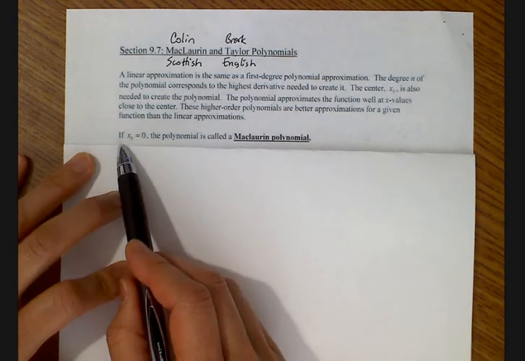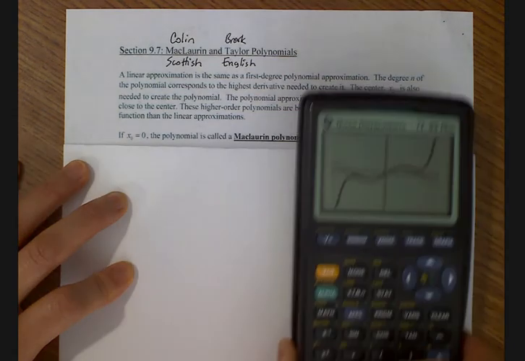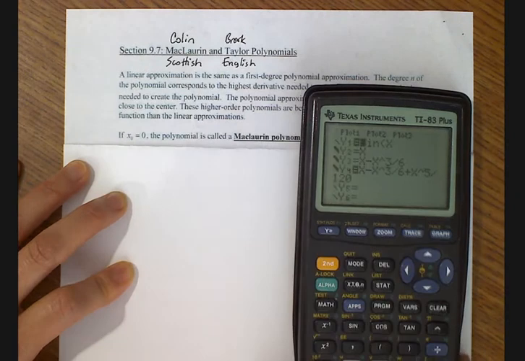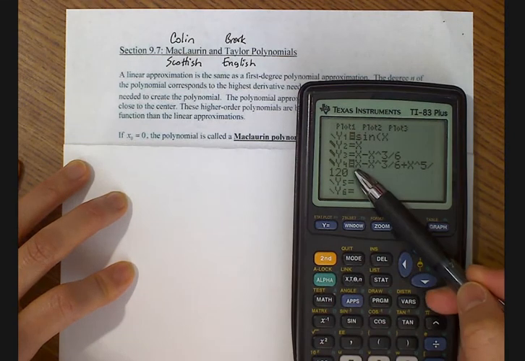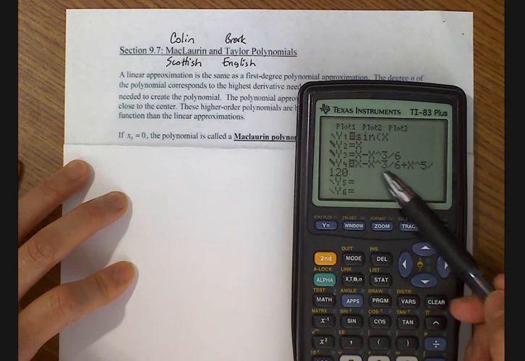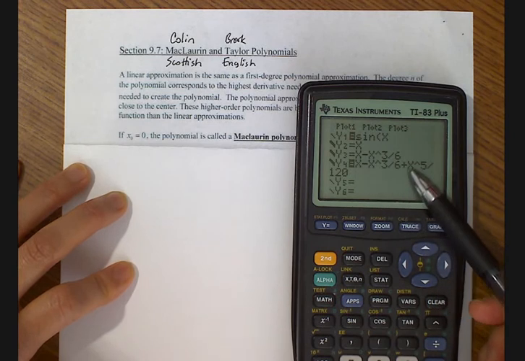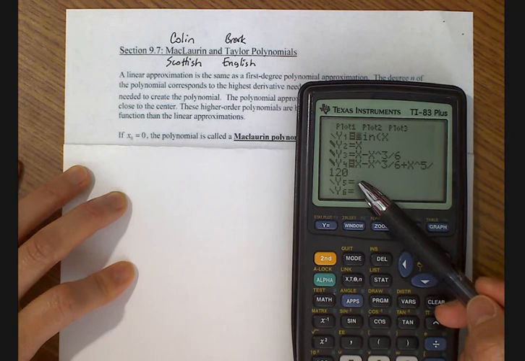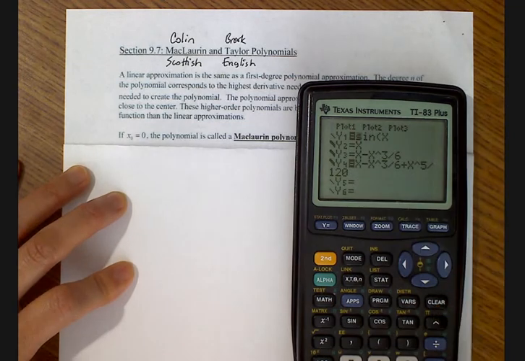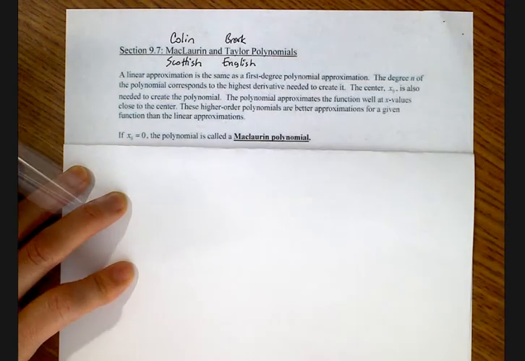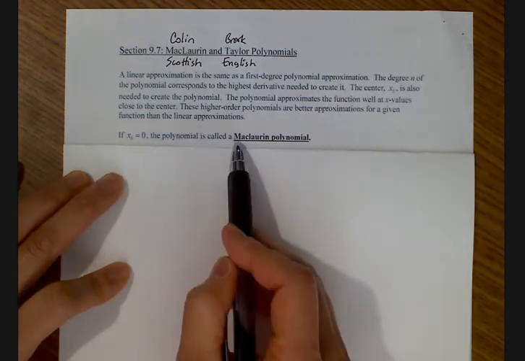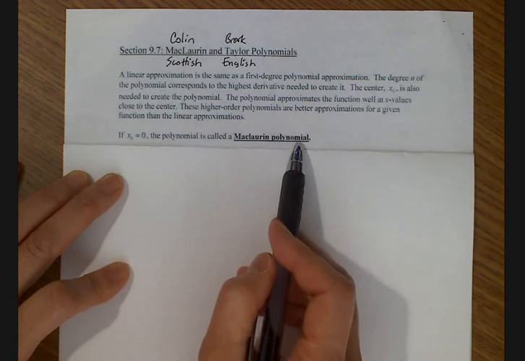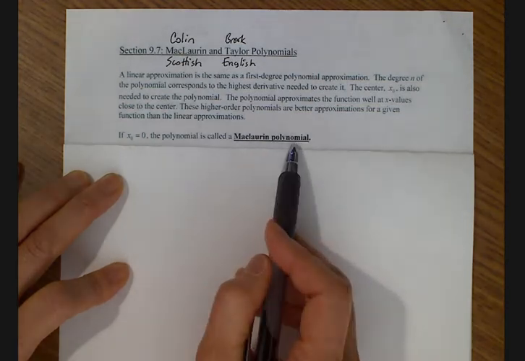Going back to my calculator, y equals, look at the fourth graph that I put in: x minus x raised to the third power divided by 6 plus x raised to the fifth power divided by 120. These are not just random numbers. If x sub 0 is equal to 0, the polynomial is called a Maclaurin polynomial. Can you say that? Maclaurin polynomial.